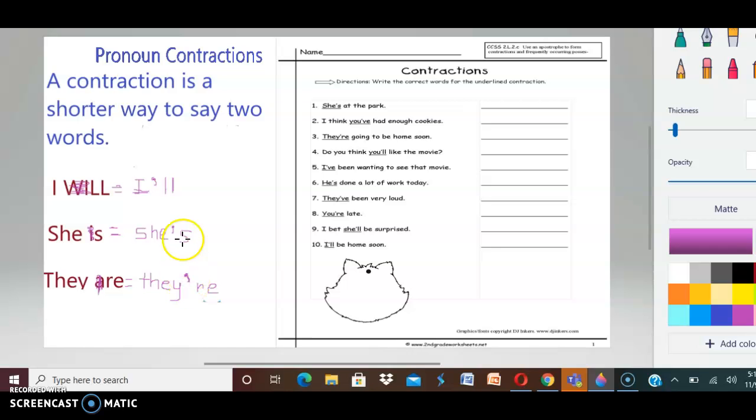So how would you know which letters to replace? Well, there is no rule that you follow, which is why you all have a list in your notes that you wrote down yesterday. So use your list to help you.